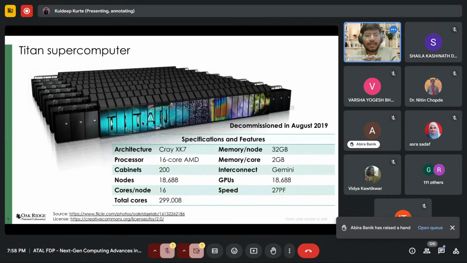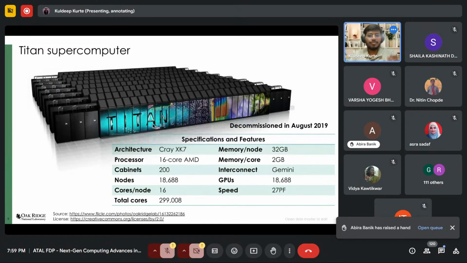It was made operational in 2011 or 2012, and at that time it was the fastest supercomputer on earth, and it was decommissioned in August 2019. I was actually present there when they switched off this entire machine. That was a really different experience that I had.